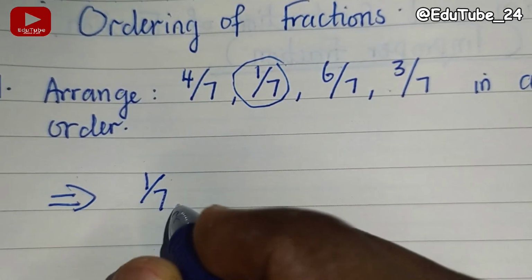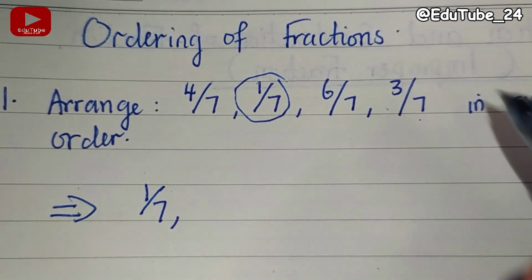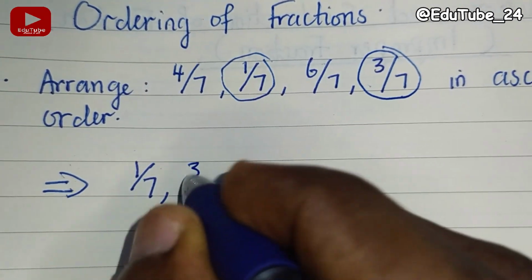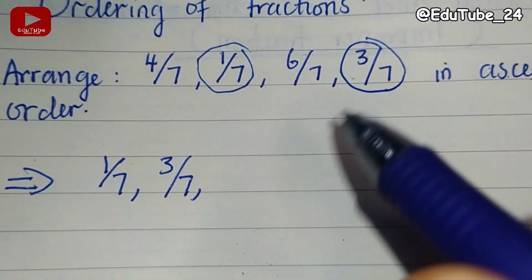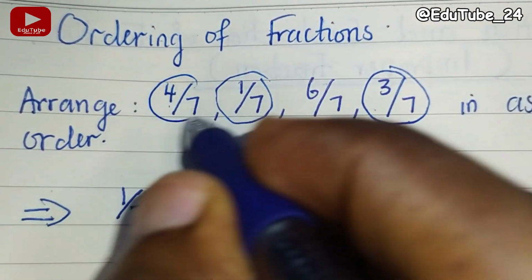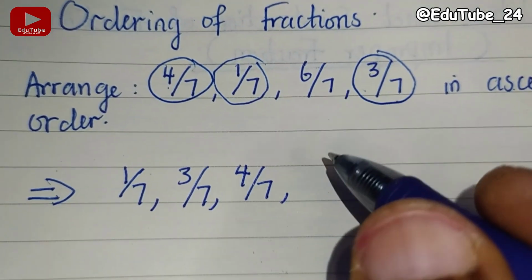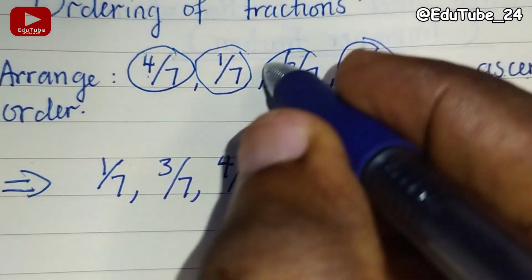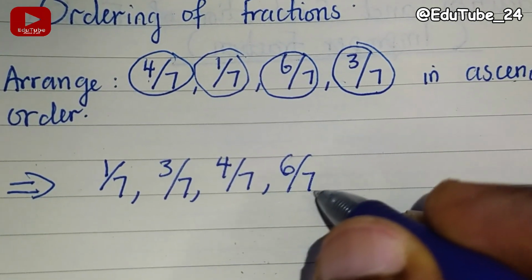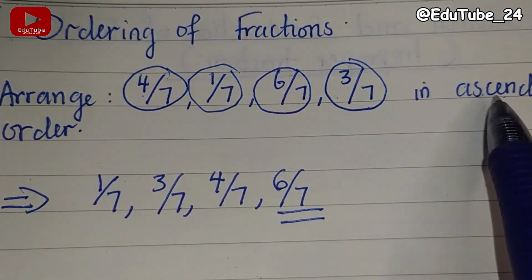1 out of 7. And then after 1 out of 7, we will see that 3 out of 7 is the next smaller fraction. So 3 out of 7. And then after 3 out of 7, the next one is 4 out of 7. So we'll say 4 out of 7, and after 4 out of 7, the biggest among them is 6 out of 7. So successfully, we have arranged this set of fractions in ascending order.